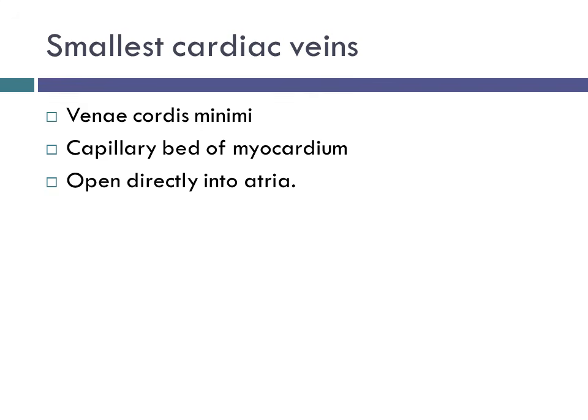The smallest cardiac veins are also known as the venae cordis minimae. They are small veins which begin as the capillary bed of the myocardium and then open directly into the cavity of the right atrium.